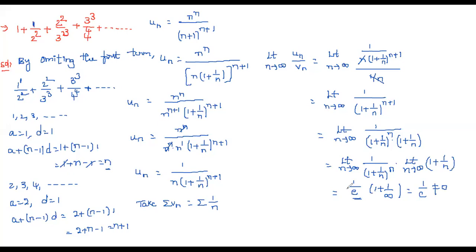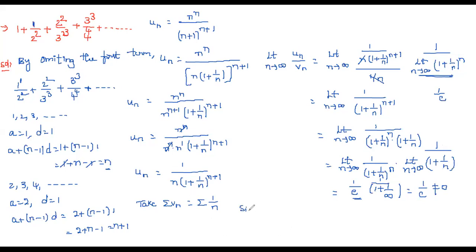Actually there, we need to write limit n tends to infinity, 1 by 1 plus 1 by n whole power n. So here the formula gives e, and that's why 1 by e. Okay. So 1 by e into 1 by 1 plus 1 by infinity, where 1 by infinity is obviously 0, gives 1 by 1. Obviously this is 1 by e, not equal to 0. So the condition is satisfied.